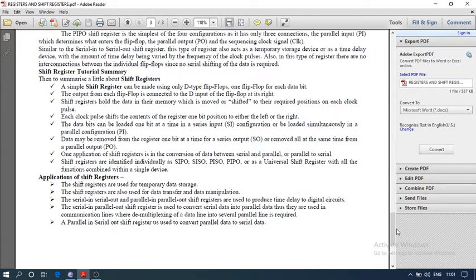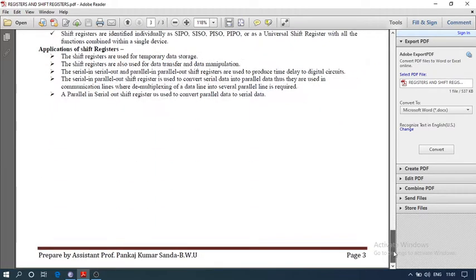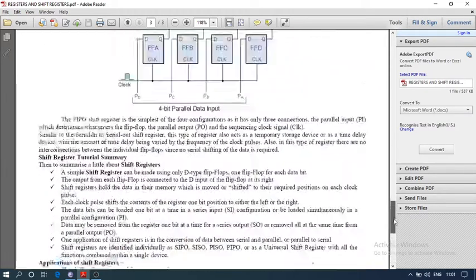Earlier we discussed that serial in, serial out produces time delay. Why? Because it requires n clock pulses to enter the n bits and n clock pulses to read the n bits. So processing n bits of data requires 2n clock pulses, so it is delaying the system. So this is the register, and thank you.